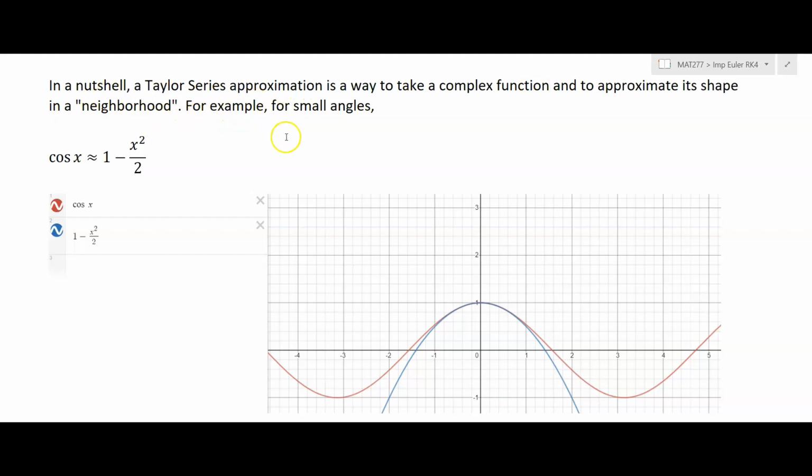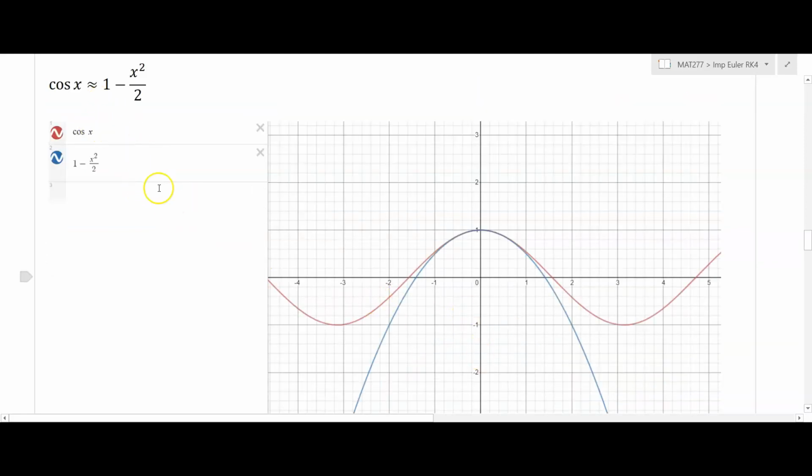For example, for small angles, cosine of x, which is called a transcendental function, it's actually really hard to get calculators to graph these functions, believe it or not. And you can approximate cosine of x for a neighborhood, meaning for just values very, very close to x equals 0, by using the function 1 minus x squared over 2. And that's a second order Taylor series expansion. What you notice is that the red graph here is cosine of x, and the blue graph is 1 minus x squared over 2.